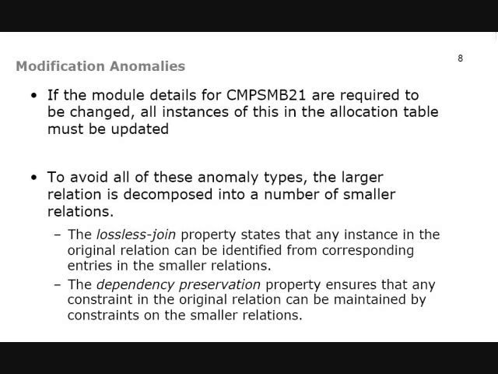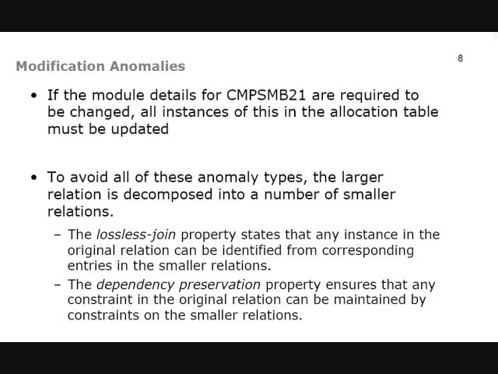I'm going to break down the original relation using the projection that we learned in relational algebra. I'll take some attributes and send them to one table, and take some other attributes and send them to another table. When I do this, as I break my larger table into smaller tables, to make sure that normalization is correct, I have to guarantee two properties. The first one is called the lossless join property, and it tells you that any instance in the original relation can be identified from the entries in the smaller relations.